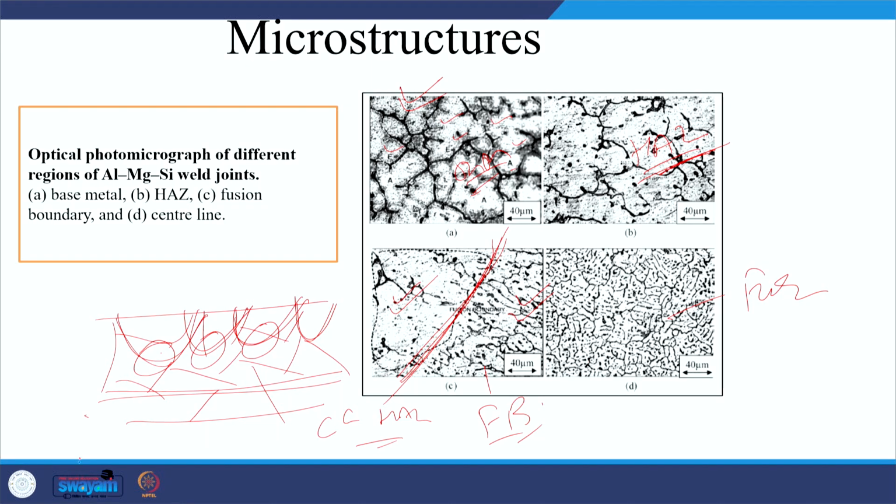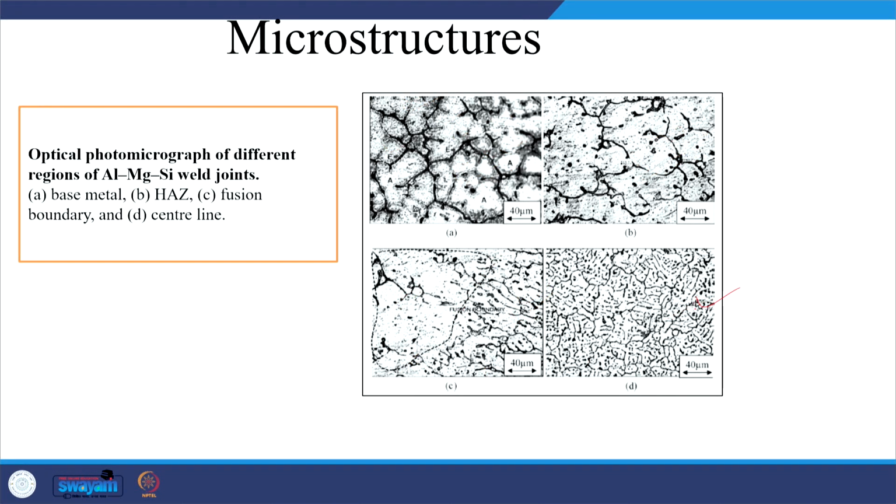If we compare this structure, this is the zone which has melted and experienced the rapid cooling rate. So this has been refined significantly, and this kind of refinement improves the structure, improves the properties, improves the tensile strength, etc.